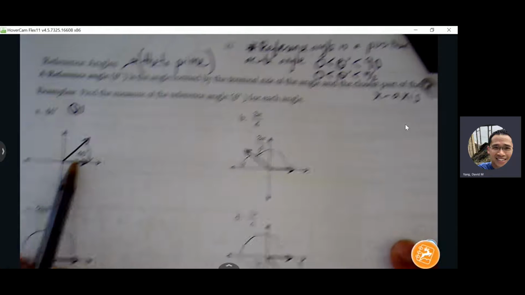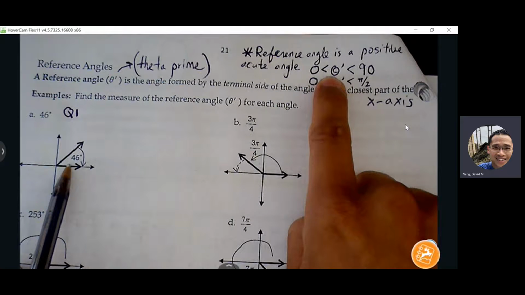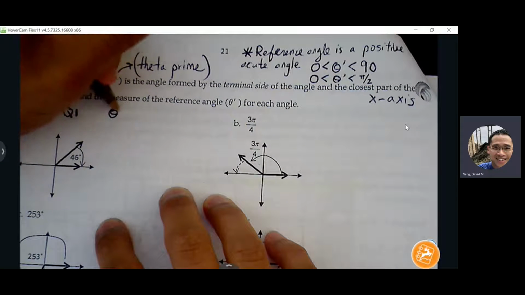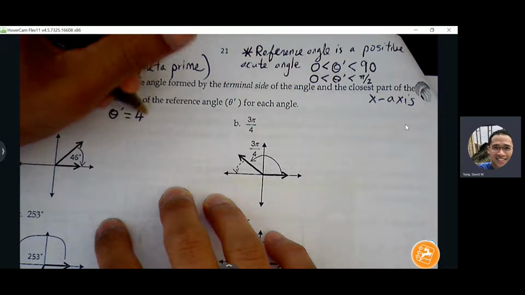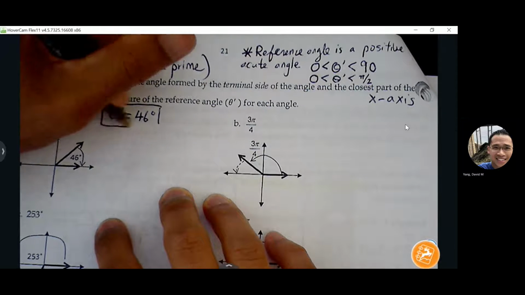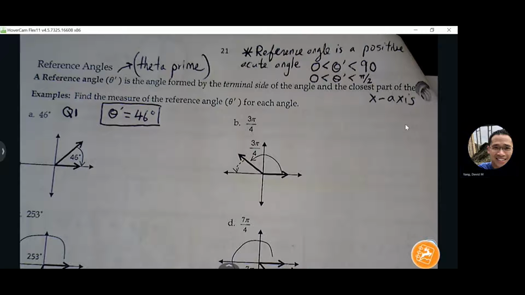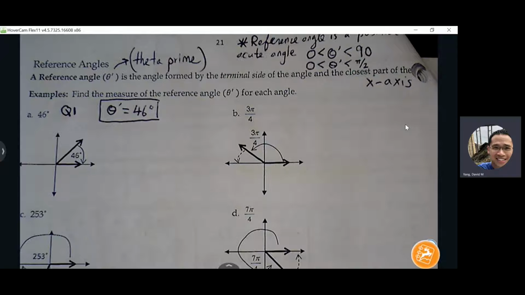Now 46 degrees is already an acute angle. It's already positive. So when something is in the first quadrant, your reference angle is the same as your angle. There's not going to be any changes here. So my theta prime is going to be 46 degrees. It's already an acute angle, already positive, already between 0 and 90. So when you have a first quadrant degree measure, you're not going to have to make any adjustments. That's going to be the angle. That's going to be a reference angle.